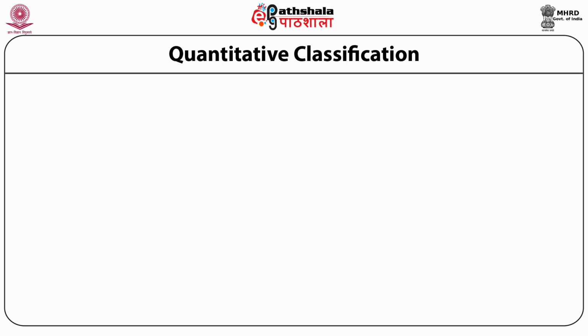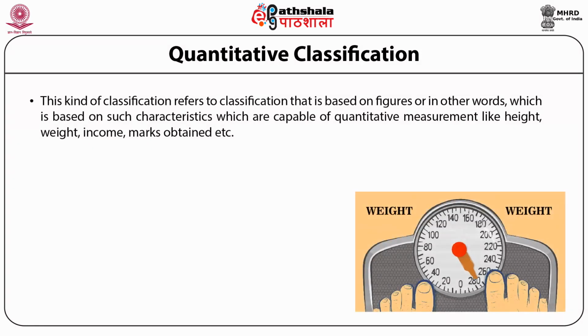Number 2, the quantitative classification. Under this kind of classification, it refers to classification that is based on figures, or in other words, based on such characteristics which are capable of quantitative measurement like height, weight, income, marks obtained, etc. To understand this classification clearly, here is an example in which the number of schools has been shown according to the enrollment of students in the school.